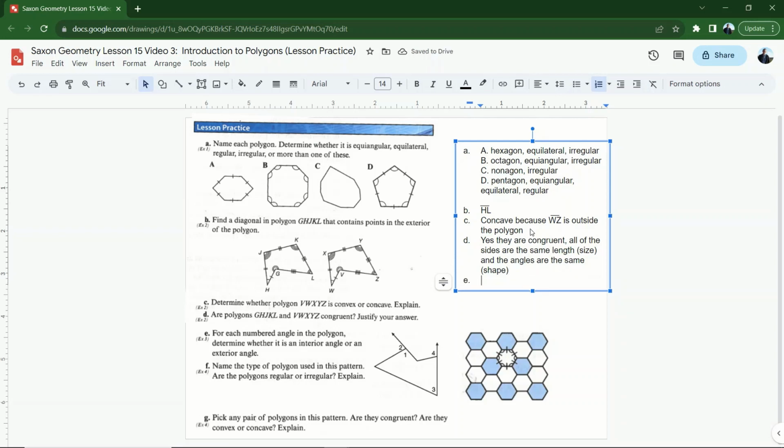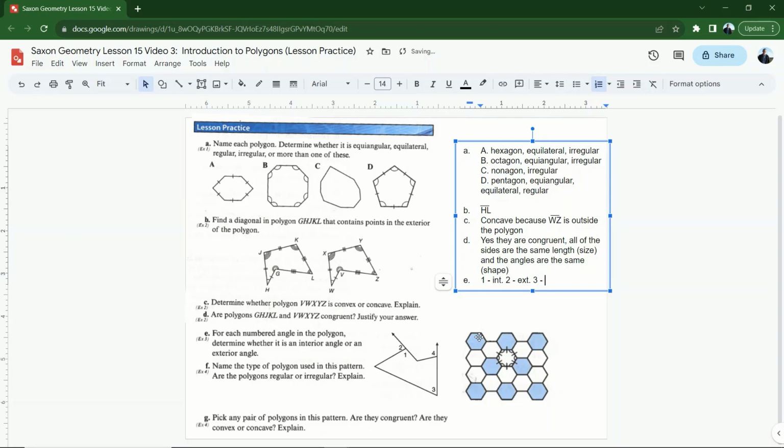For each numbered angle on the polygon, determine whether it is an interior angle or an exterior angle. Well, 1 is interior. 2 is exterior because it's on the outside. It's formed by a vertex, a side that comes to a vertex with the extension of a consecutive side, right? So because of that, or an adjacent side, because it's the extension of an adjacent side, and it's outside the polygon, 2 is external.